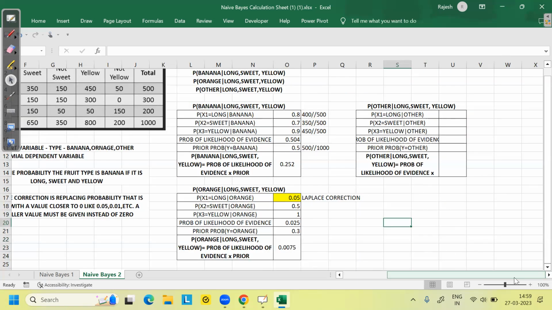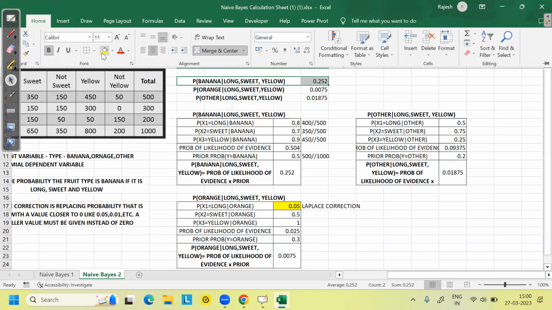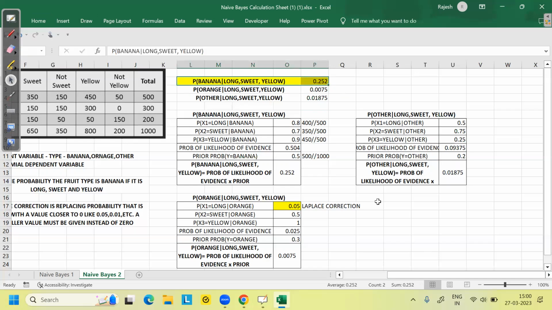So how many other fruits are there? How many others are sweet? How many of them are yellow? This is equal to 0.5 multiplied with 0.75, 0.25, and 200 divided by 1000, giving 0.1875. So the highest probability is that if the fruit is long, sweet and yellow, we can say that.